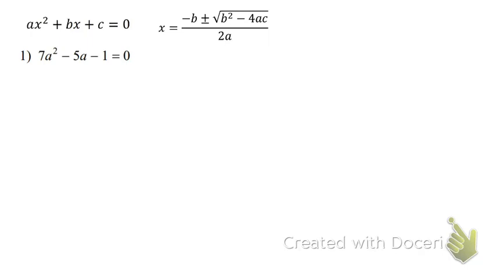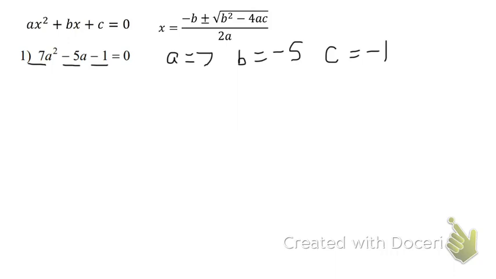It's still in my head. Okay, so you've got to figure out what your A, your B, and your C are. A is the number in front of the x squared. So for this one, A is 7. B is the number in front of the linear term, so B is negative 5. And C is the constant term, so C is negative 1.